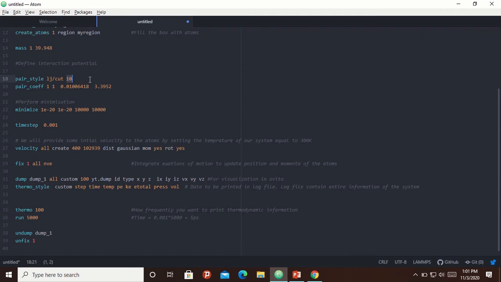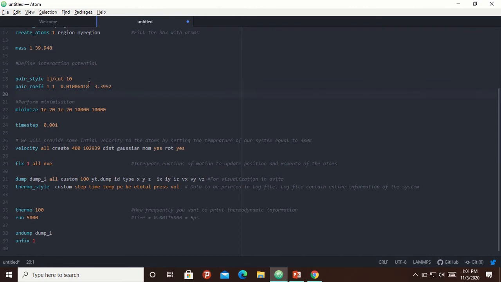Let me tell you another thing: the LJ potential is a two body potential. So the interaction between two atoms always depends upon the distance between them. It is not affected by the presence of any third atom. Okay, now next comes the pair coefficient keyword. So what is the pair coefficient keyword?